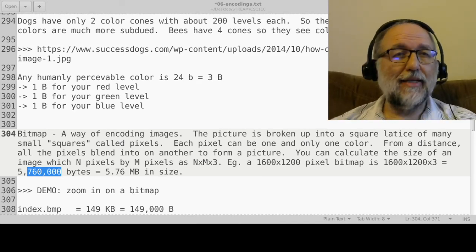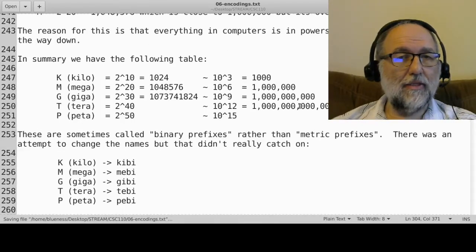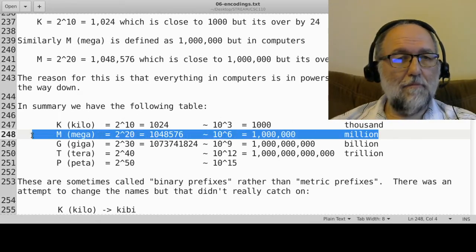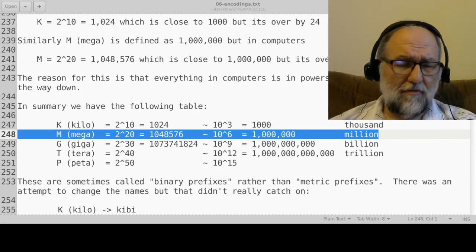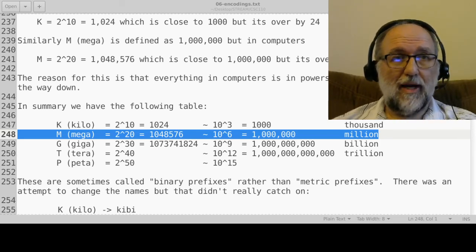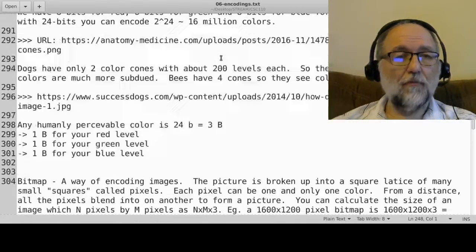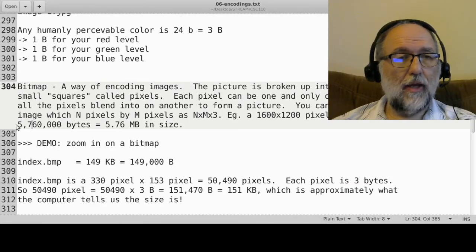So 5 million. If you go back to that table up above, this table right here, you can see that million is basically mega. And so when you say 5,760,000, you're saying 5.76 megabytes. Okay, so over here, where is it? Right here.